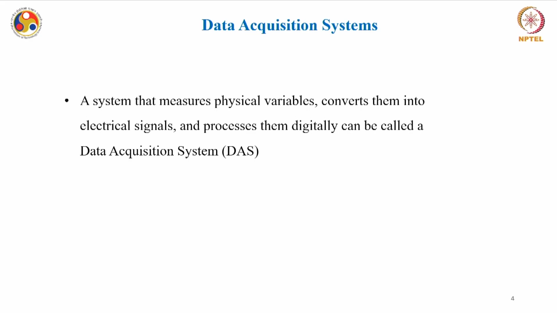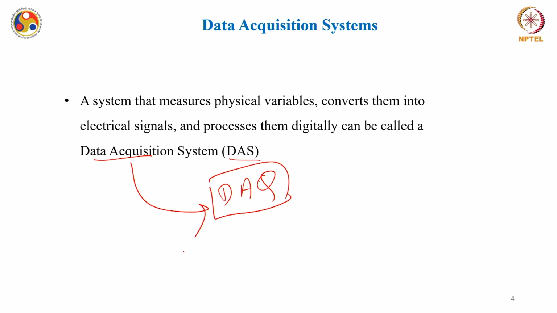Sometimes it is also known as DAC. Sometimes we call it DAS and sometimes we call it DAC. Both are the same term. If you see, this system is able to measure some physical variable. It is also able to convert them into electrical signals and it is also able to process them digitally.